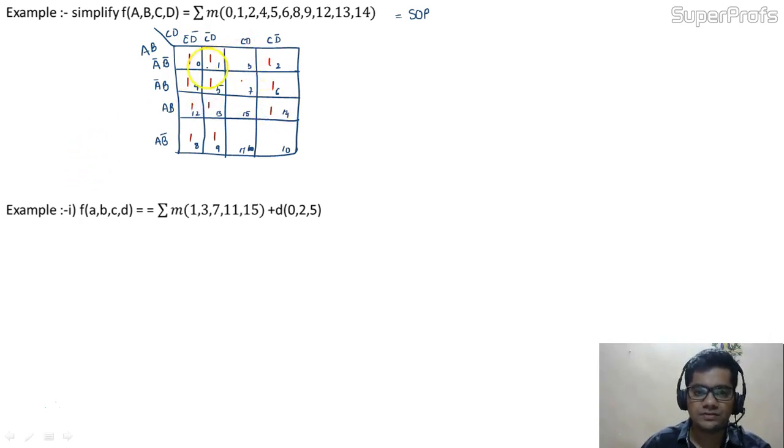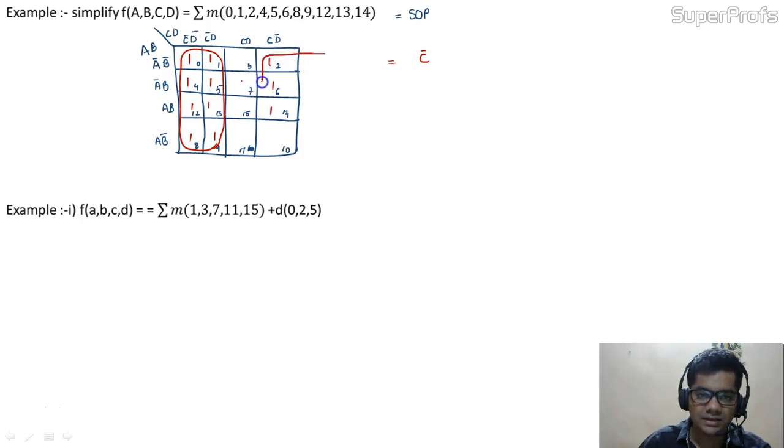Okay, so first go for the largest group. We are not able to form the whole group, but we are able to form one octet. So this is our octet formation. Okay, so this is one octet. So the expression for the octet would be C bar.